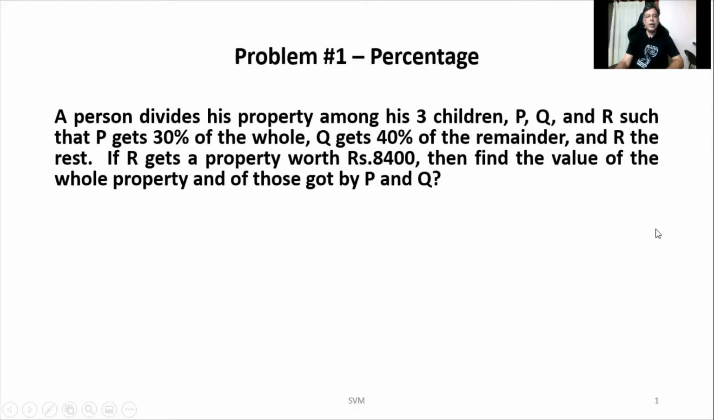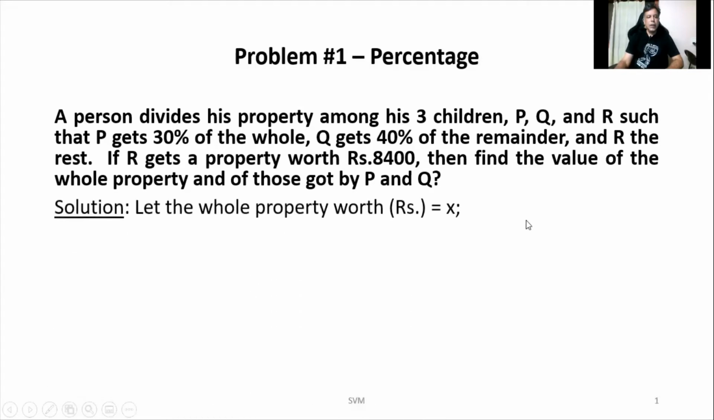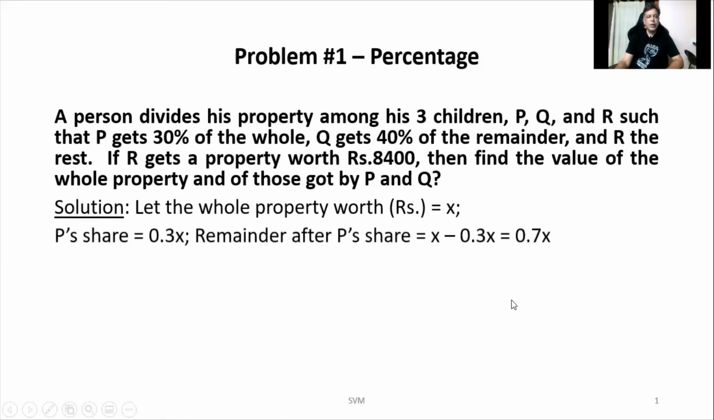Let us see how do we solve it. Let the whole property, whatever we are supposed to find, be X rupees. The question says P's share is 30% of the whole. So P's share is 0.3 times X. And once P's share is given, the remainder after P's share will be X minus 0.3X, which is nothing but 0.7 times X.